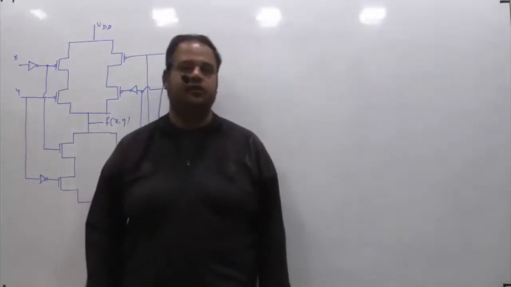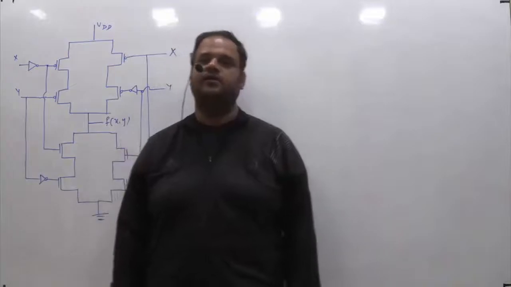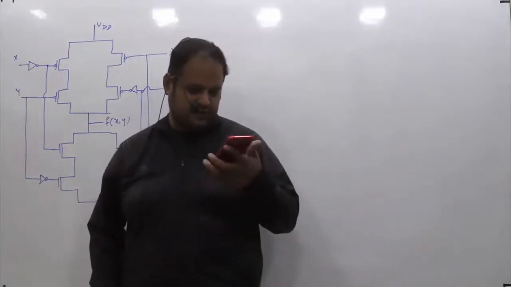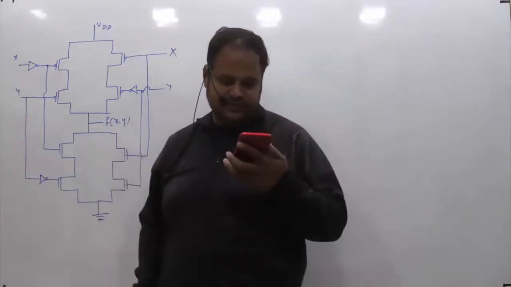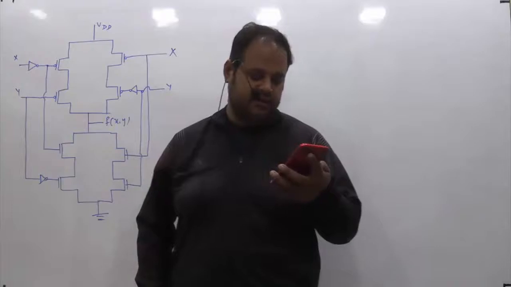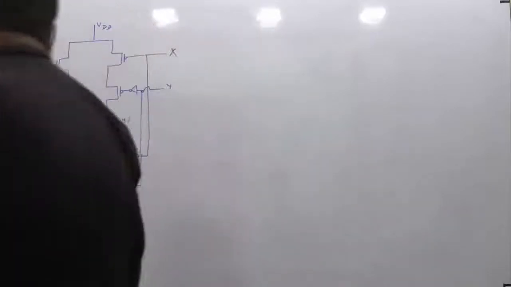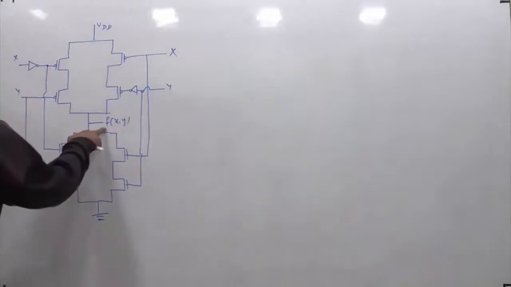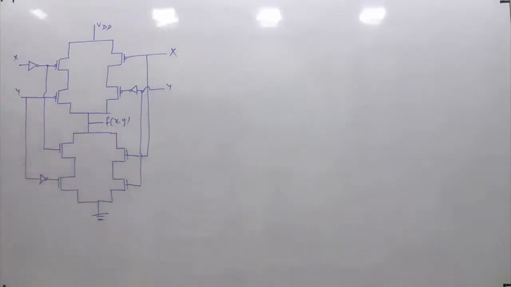This question was asked in GATE 2018 Electronics, from digital subjects and the logic family topic. The given question is: the logic function f of x, y realized by the given circuit is NOR, AND, NAND, or XOR. This is the circuit given, and we are supposed to find what function it realizes, that is, the expression of f in terms of x and y.